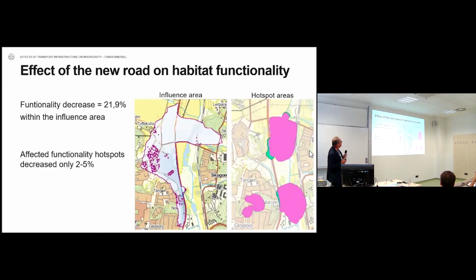But what you can see on the hotspot areas is that they don't change very much. So if you had focused just on the functionality here, you might conclude that it's not that bad to build this anyhow, in this case. In other cases, it would be that those high functionality spots become fragmented.